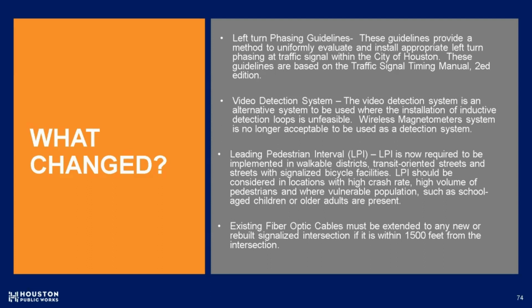So if we are building or upgrading an existing signalized intersection, or we are installing a new signal, and the next intersection is run on fiber, that fiber cable has to extend to this signalized intersection with complete disregard to distances. So it doesn't matter if it's within 1,500 feet or 5,000 feet. We ask that this cable is extended to the intersection.